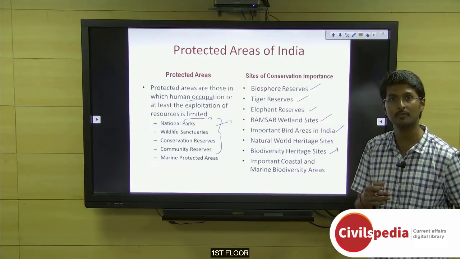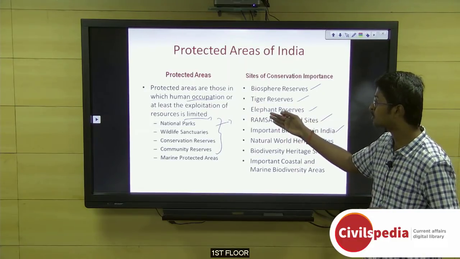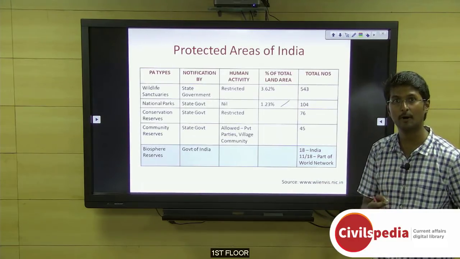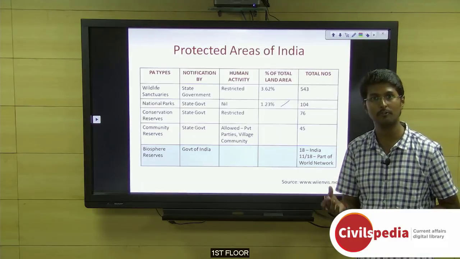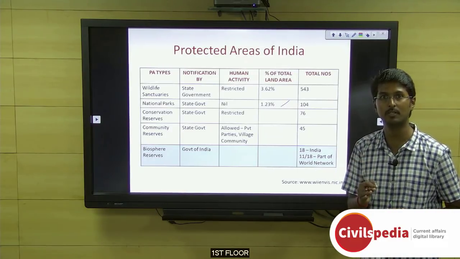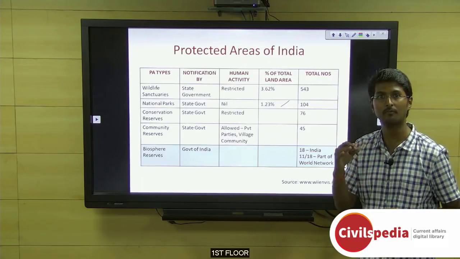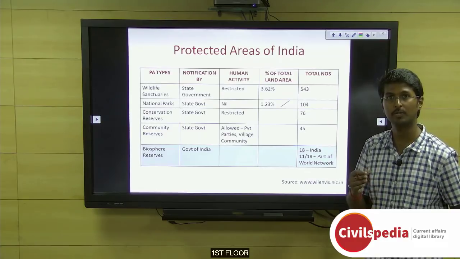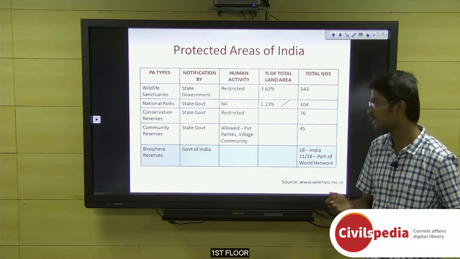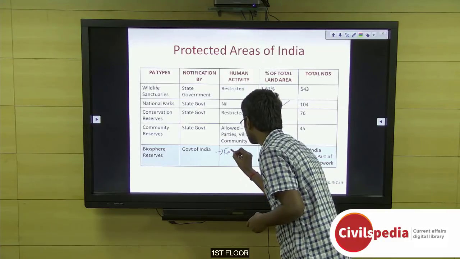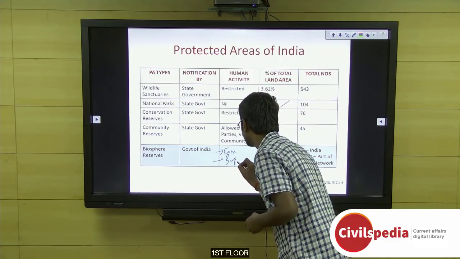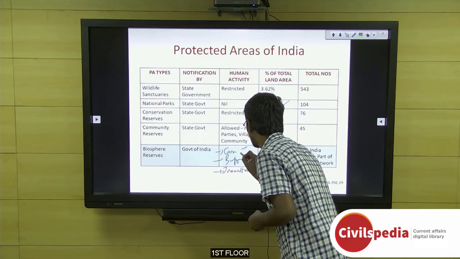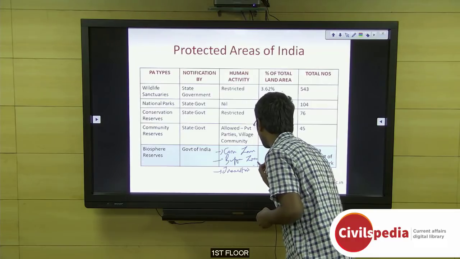As I told, a biosphere reserve can include 1 or 2 national parks and/or wildlife sanctuaries. It is declared by the government of India, and there is also the World Network of Biosphere Reserves. India has declared 18 biosphere reserves in total, out of which 11 are part of the World Network of Biosphere Reserves. And if you see human activity, you need to know the 3 different areas of biosphere reserves: the core area, the buffer area, and the transition area, or you can call them core zone, buffer zone, and transition zone.